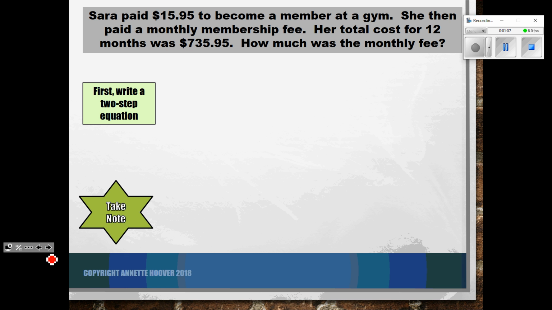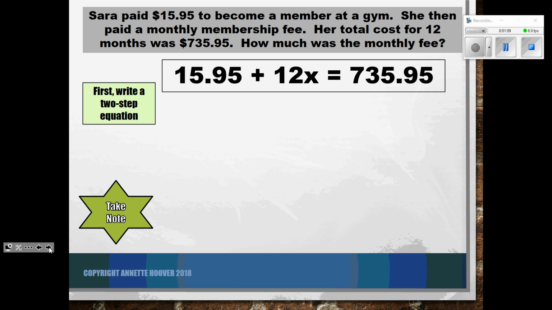So in writing this equation, first of all, we have the initial fee. The initial fee was a flat $15.95. In addition to that, so we are going to add, we have 12 months at an unknown rate. So we know we're going to multiply 12 times that unknown rate. And we know that the total was $735.95. So here's how we would set up the equation.